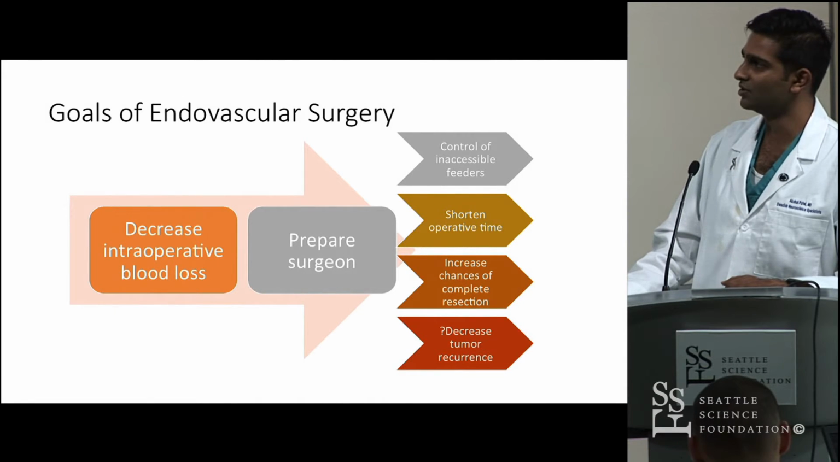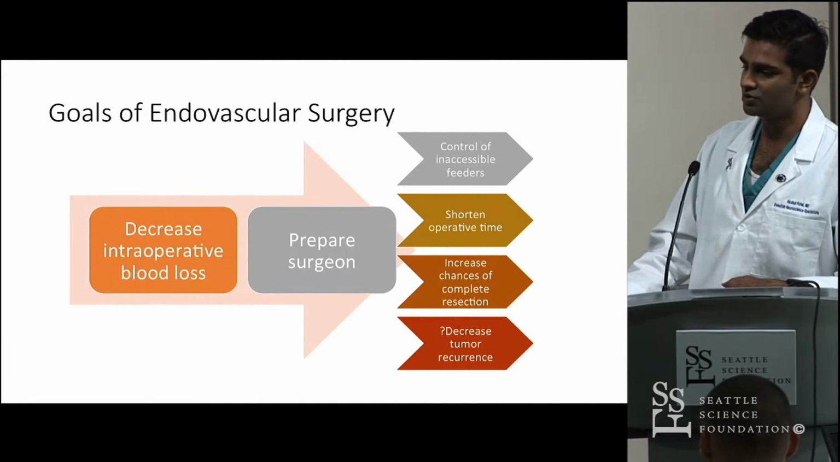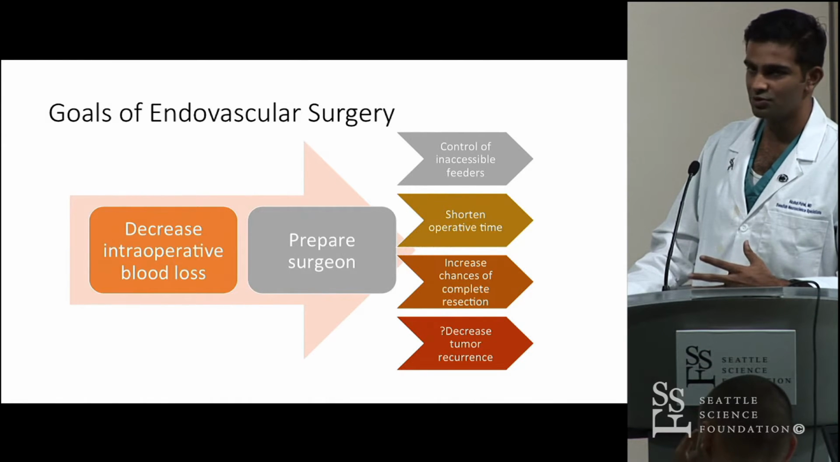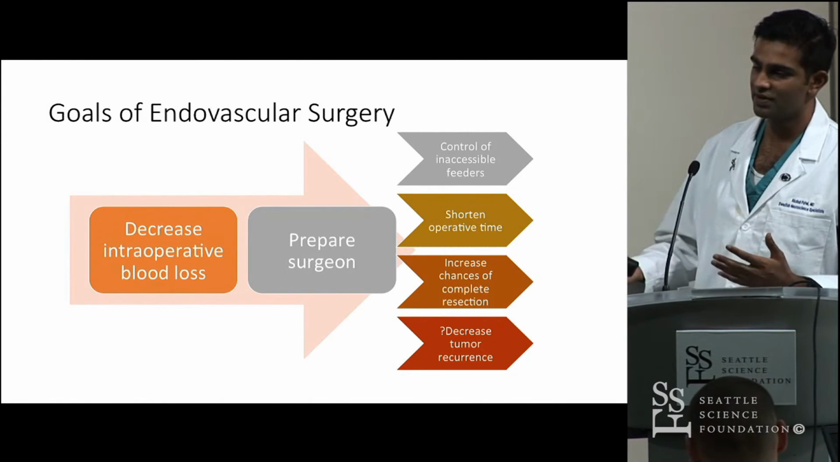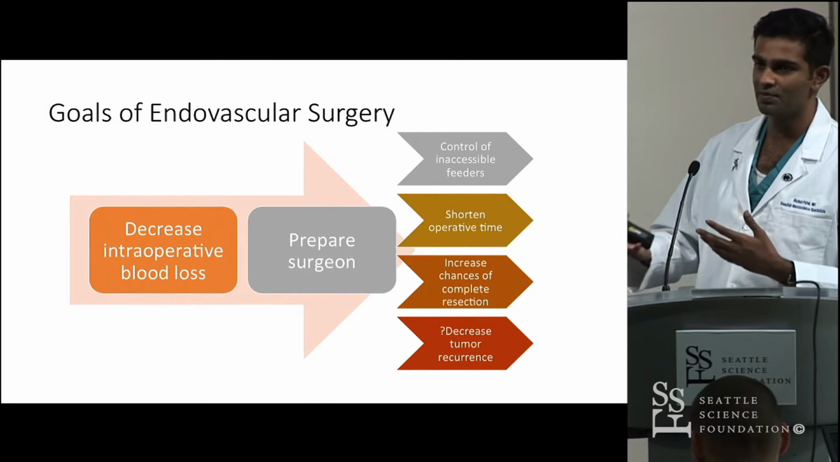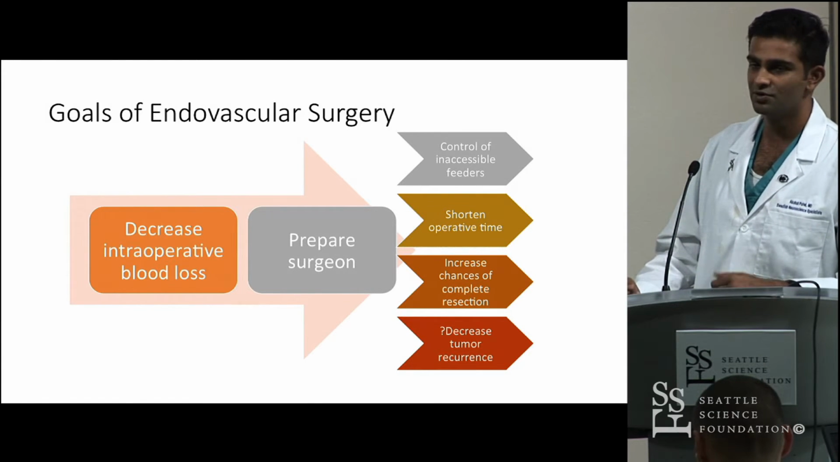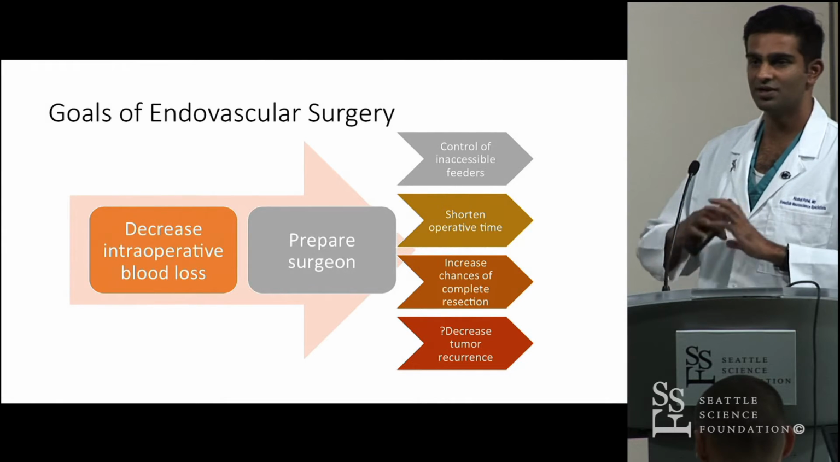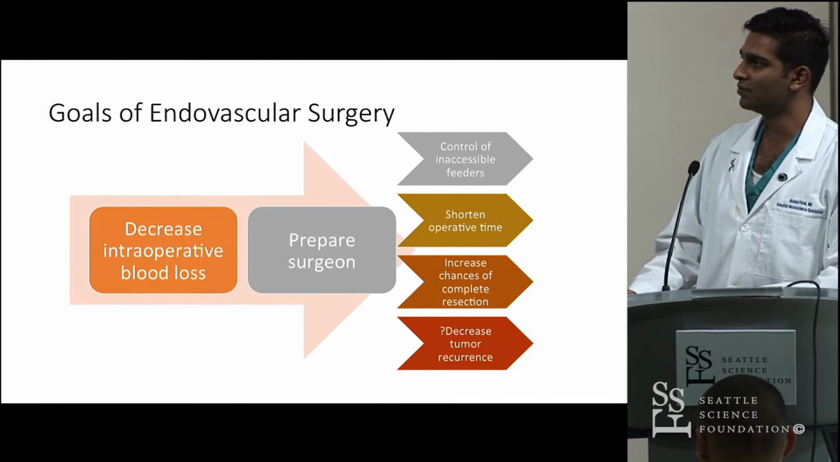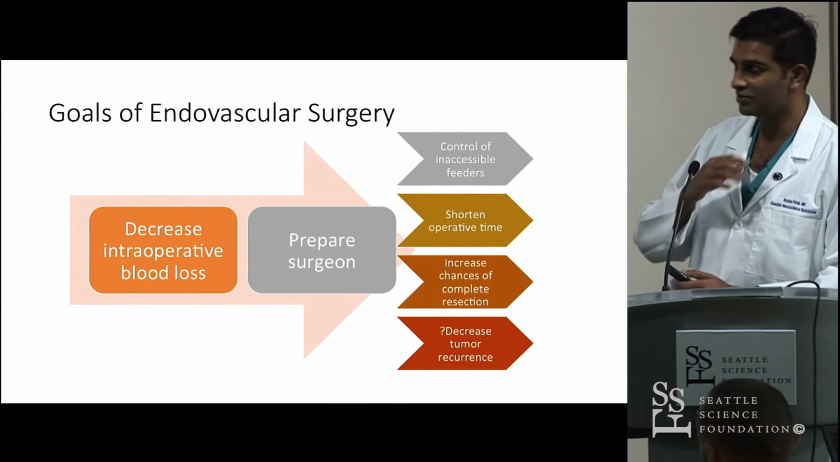distant goals, but certainly in the realm of a surgeon, in terms of thinking about a tumor, tumors are vascular, and if they are vascular, where are the feeders? Where are the blood vessels that come in and out of the tumor? How can we identify those preoperatively? It makes a difference. Shortening operative time, since you can get around the tumor quickly and not have to worry about blood loss, increasing the chance of complete resection.